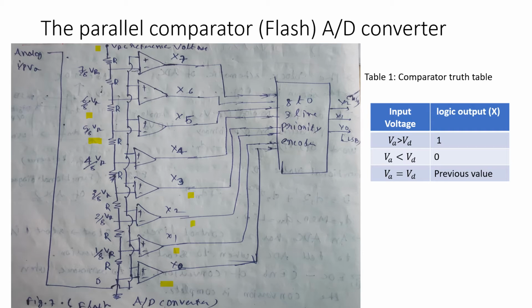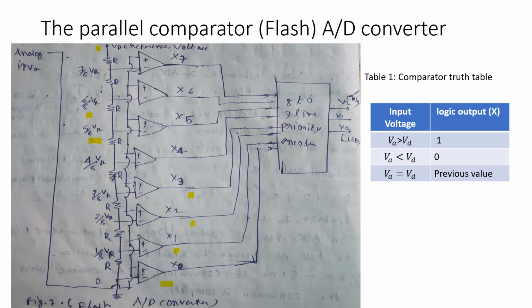The 1.5 input is more than 0 here. 1.5 is more than 0. So if the input is more than 0, what will I get? 1. Similarly, you compare with each reference: whether it is more than, less than, or equal to. If more than, it gives 1. If it is less than, it gives 0. If it is equal, it gives the previous value.